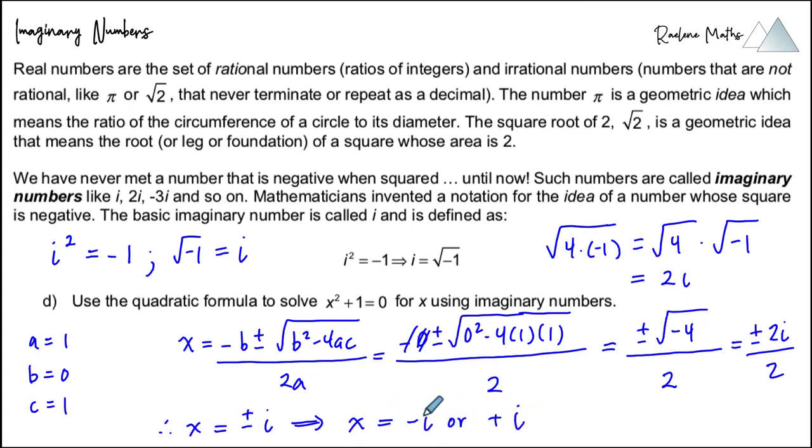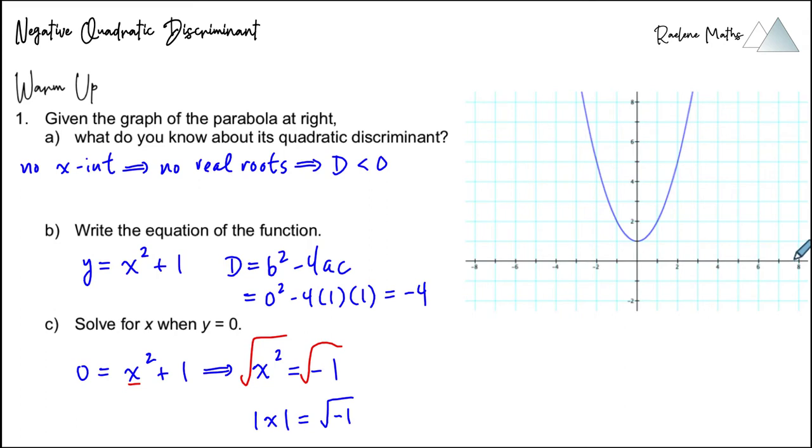Now there's no place to graph or plot these numbers, because when we draw a graph, we have a real number line for x and a real number line for y. So there is no place for non-real numbers like plus or minus i.